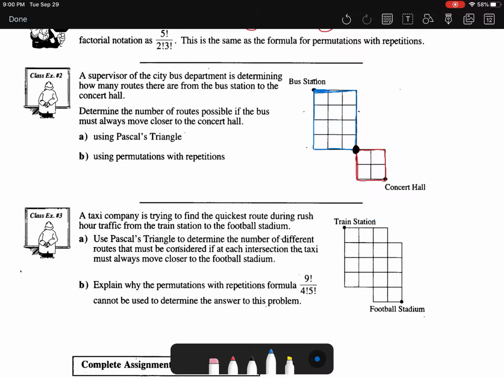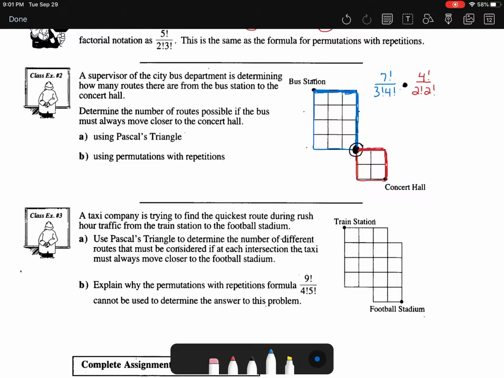So again, to get from the bus station to that first corner, there are 1, 2, 3, 4, 5, 6, 7 total movements. And of those 7 total movements, there are 3 repeated movements to the right and 4 repeated movements down. Now you've gotten to this intersection, then you would say, and then, which in math means multiply, and then I have to do the red grid, which has 1, 2, 3, 4 total movements. And of those 4 total movements, I have 2 repeated movements to the right and 2 repeated movements down. So there's my calculation. Do each of those permutations with repetitions individually and then multiply the values together.